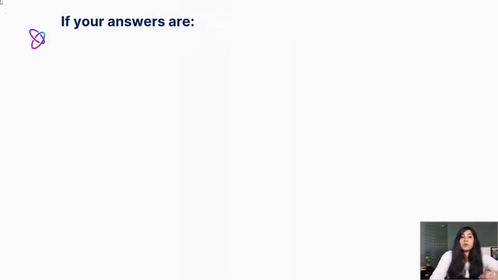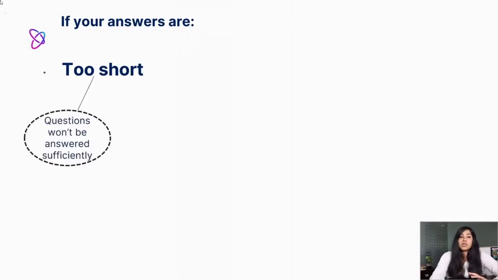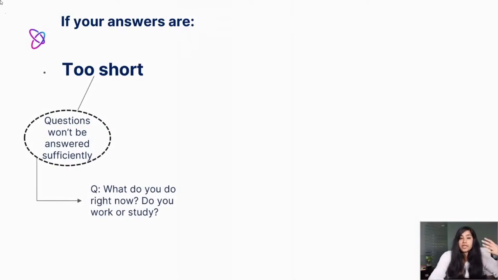So the next one, length of answers. Here we're going to be discussing the two parts, whether it's too short or too long. First of all, we'll look at too short. The problem, or the error here, is that the questions won't be answered sufficiently. Okay. So let's take this example. If the examiner asks you, what do you do right now? Do you work or study? And you answer, I'm studying. That's it. That's all there is.